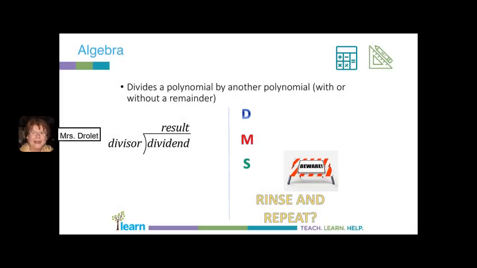So here's a summary of the lesson that you're responsible for knowing for dividing a polynomial by another polynomial with or without a remainder. You've got your long division sign, your dividend, your divisor, and your result is here. Remember DMS, rinse and repeat. Division, multiplication, subtraction, and you're careful with your subtraction and you repeat if you need to.